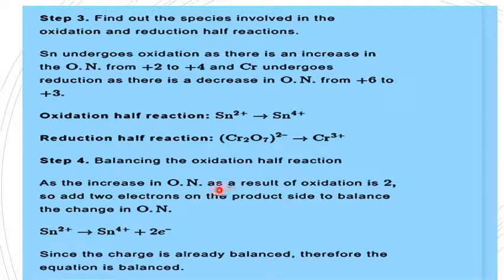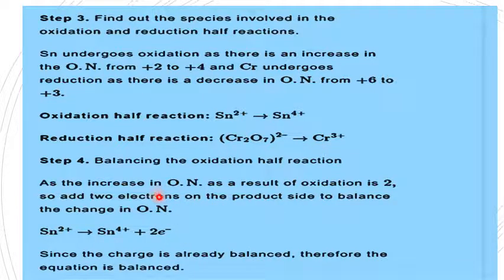First we are supposed to balance the oxidation half reaction. So check it out. Here Sn is 1 atom, here also 1 atom, so no need to balance the atoms. Now, as there is an increase in the oxidation number, the oxidation is by 2. So what will you do? To balance the charge, you are supposed to add electrons. How many electrons will you add? You will add 2 electrons. On which side? On the product side, to balance the change in oxidation number.